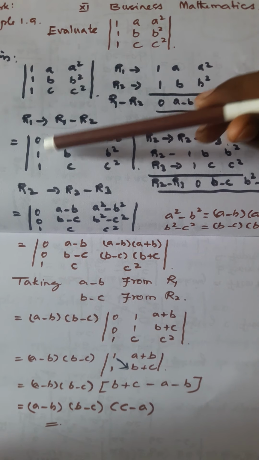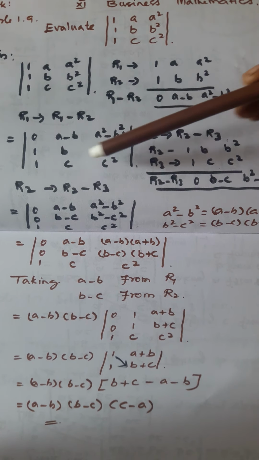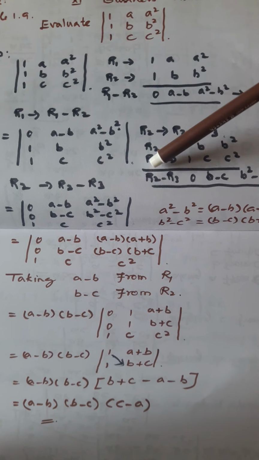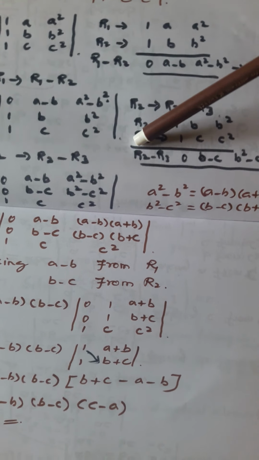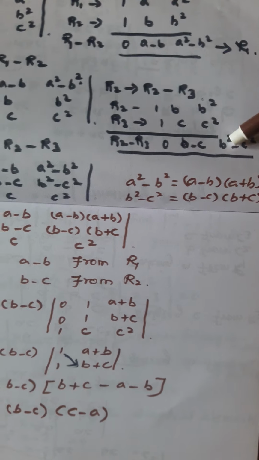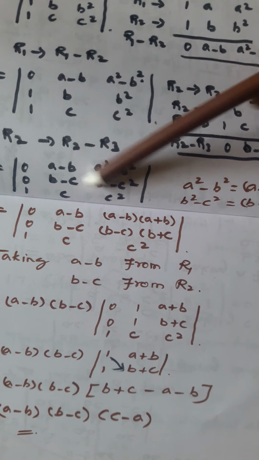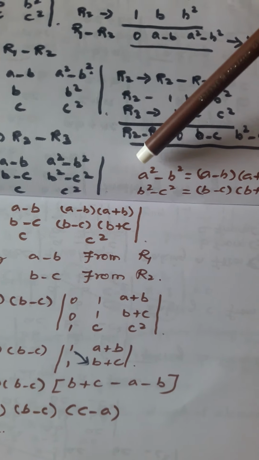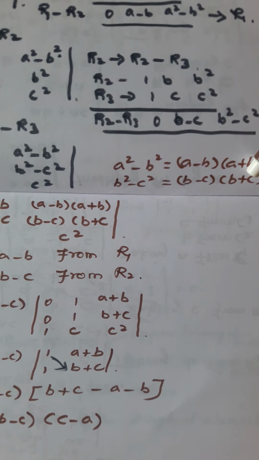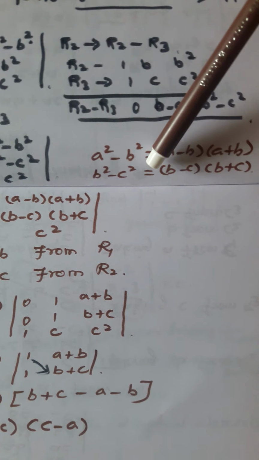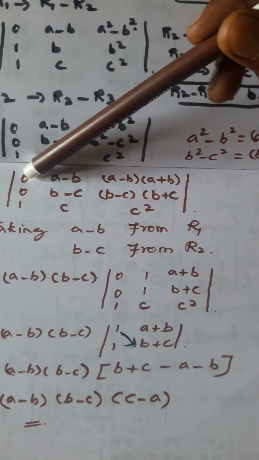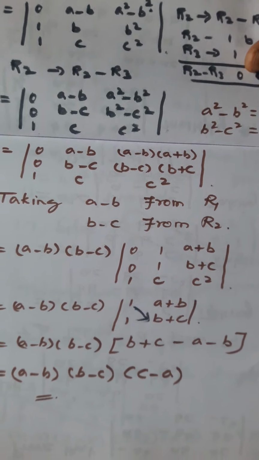Like that, your second row 1 b b square, third row 1 c c square. So second, I am applying the same principle for R2. R2 tends to R2 minus R3. Your answer is 0, b minus c, b square minus c square. So here you have the values, and we are replacing a square minus b square by the formula, a minus b into a plus b. Like that, b square minus c square is b minus c into b plus c. So your determinant is like this, it can be changed.